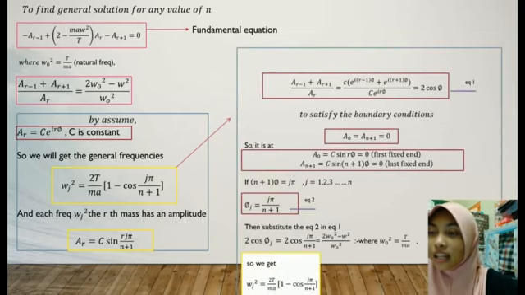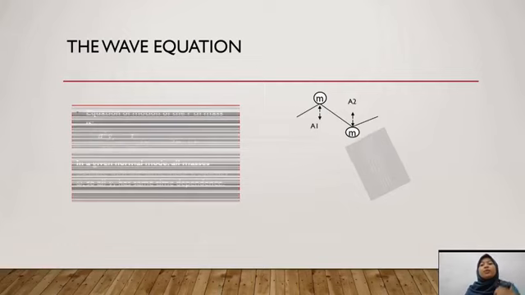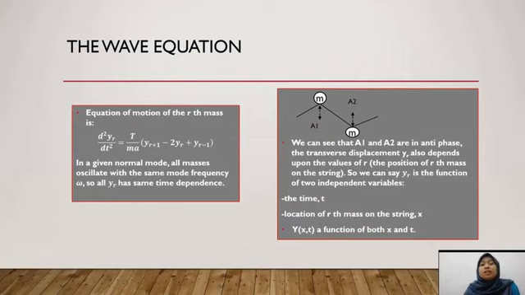general formulas? We can see on the right-hand side the wave equation. The equation of motion of the r-th mass, where r can be any number, is the second derivative of y_r with respect to t equal to T over ma times (y_(r+1) minus 2y_r plus y_(r-1)). In a given normal mode, all masses oscillate with the same mode frequency omega, so all y_r have the same time dependence.